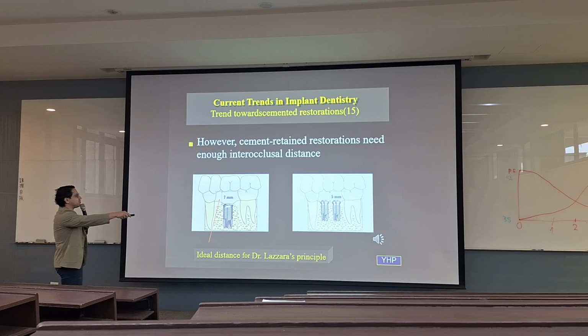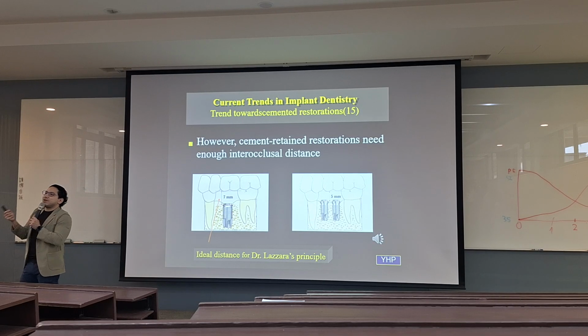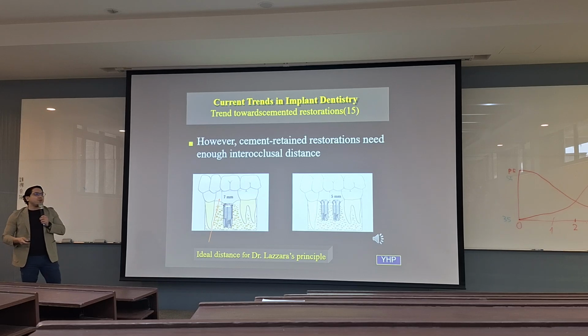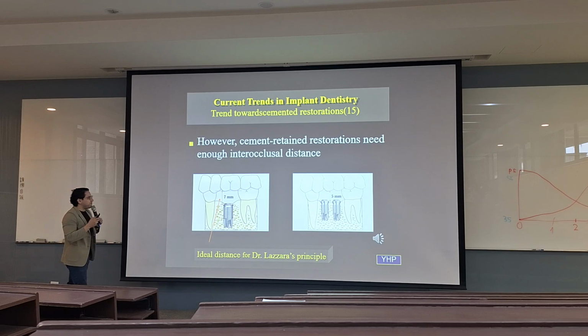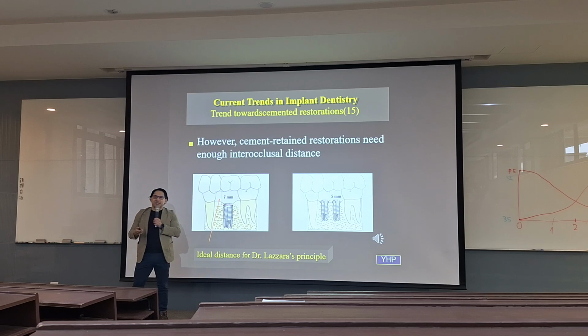Because the abutment needs to be screwed. So if you remove that screw, now what can you do? Well, I can cement the crown. So you can do a smaller crown, but it needs to be cemented.